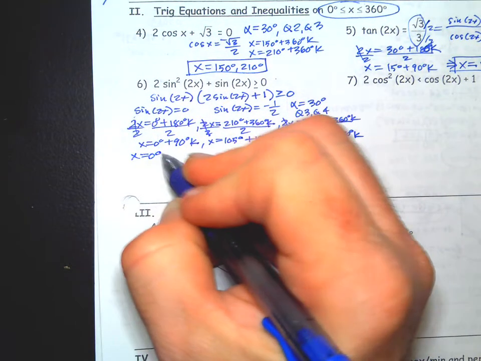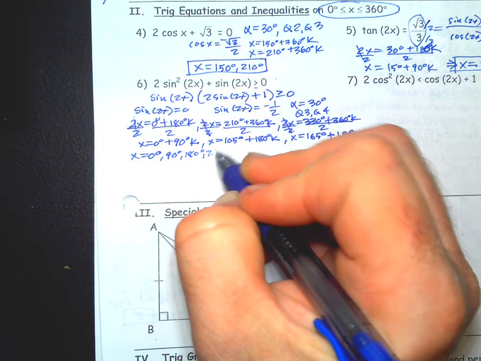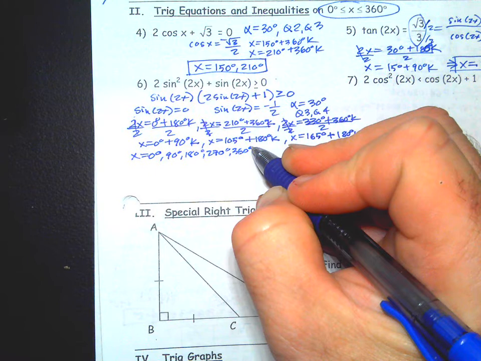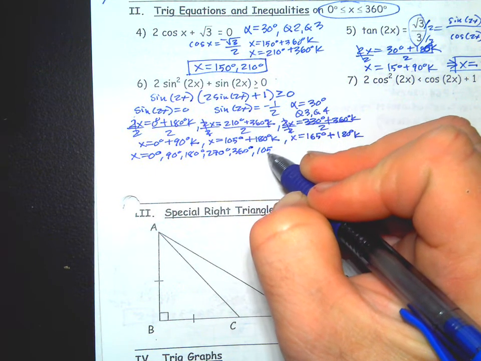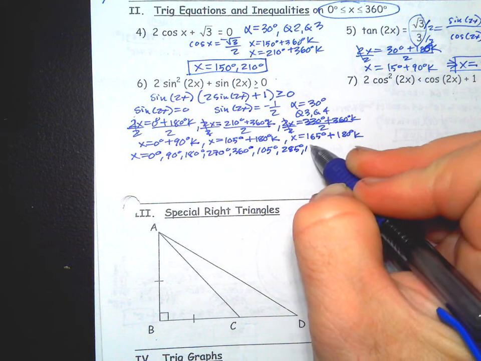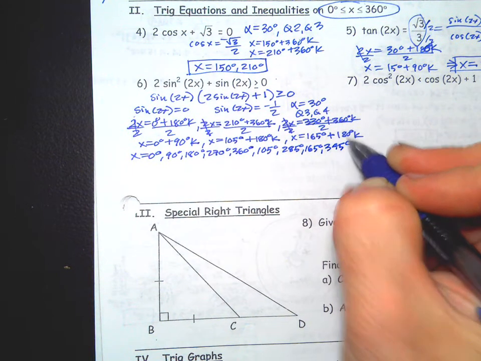So 0, 90, 180, 270, 360, 105, 285, 165, 345. It's quite a bit.